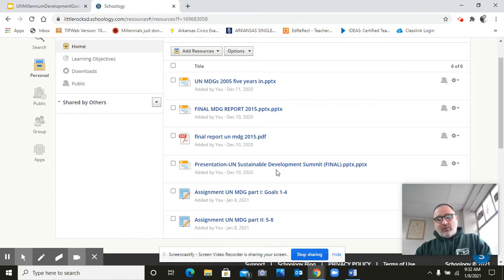The document that is attached to that is a Word document. It has all of the questions for goals 1 through 8 in it, but you will only be responsible for goals 1 through 4 this week. You will need to reference all of the material that you see listed on the screen now.